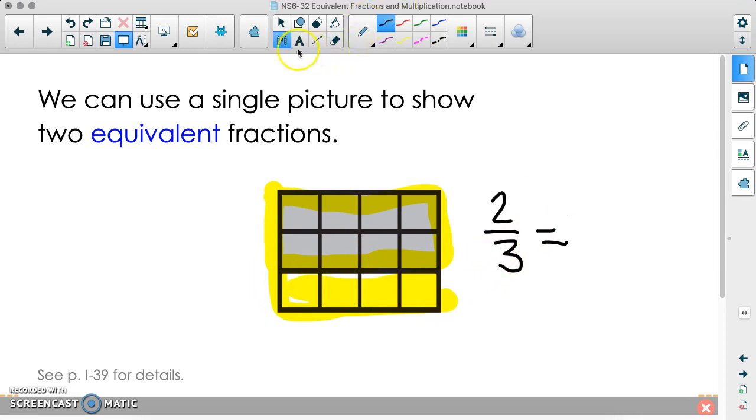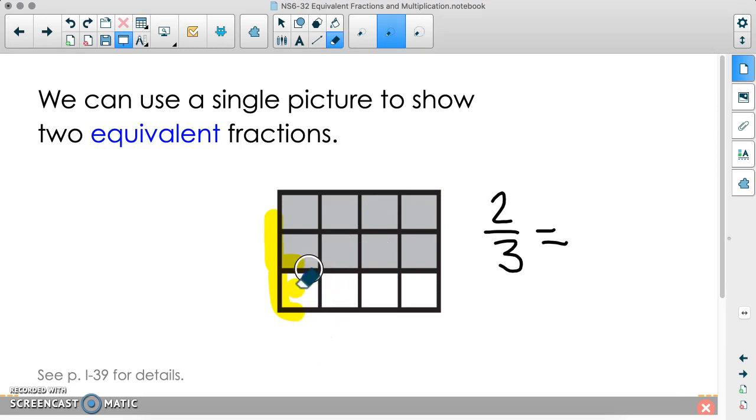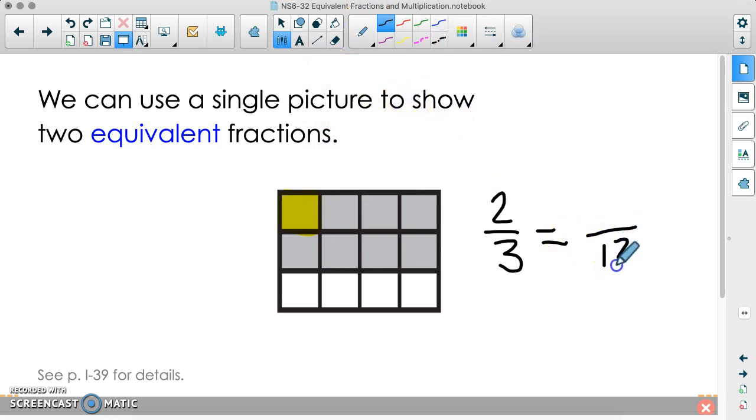We can also look at it, so if I take this highlighting away, we can also look at this in what we call the smaller parts. So if we look at just one cube as one part, so like let's say this is 1. So how many cubes or squares are in this picture? Well, we have 12 squares all together. And how many of those are shaded? Well, 2, 4, 6, 8. So we can say that 2/3 is equal to or equivalent to 8/12.